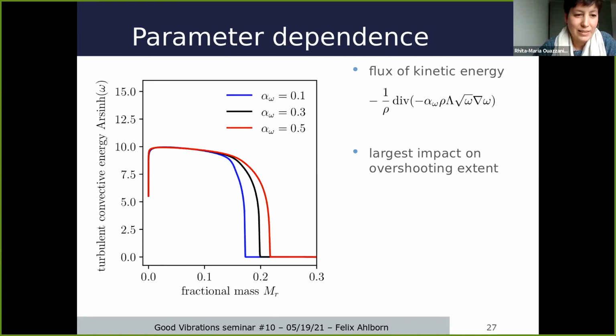Hello, Felix. It's very nice to see you again. I'm not from this community. Sorry if my question is very naive related to this stellar evolution. But my question is that in this equation that you show, you have this alpha omega, which is this diffusion, basically, if I understand it correctly, a diffusion coefficient.